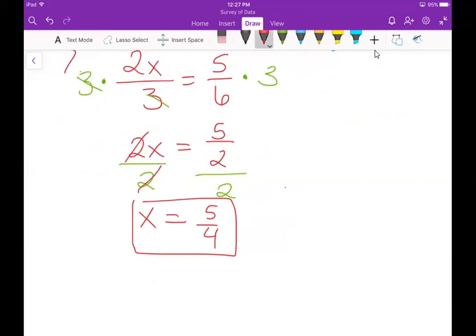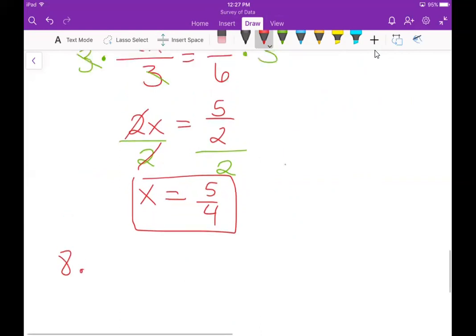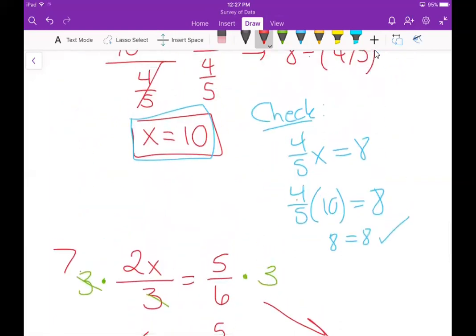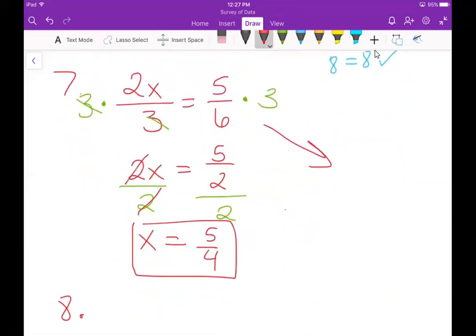All right, let's keep going. So that's another way to handle fractions. You can undo both operations at the same time, or let me kind of go back up to that one and tell you how we would have handled it like we did 6. Remember here with 6, we had a fraction times the exponent.